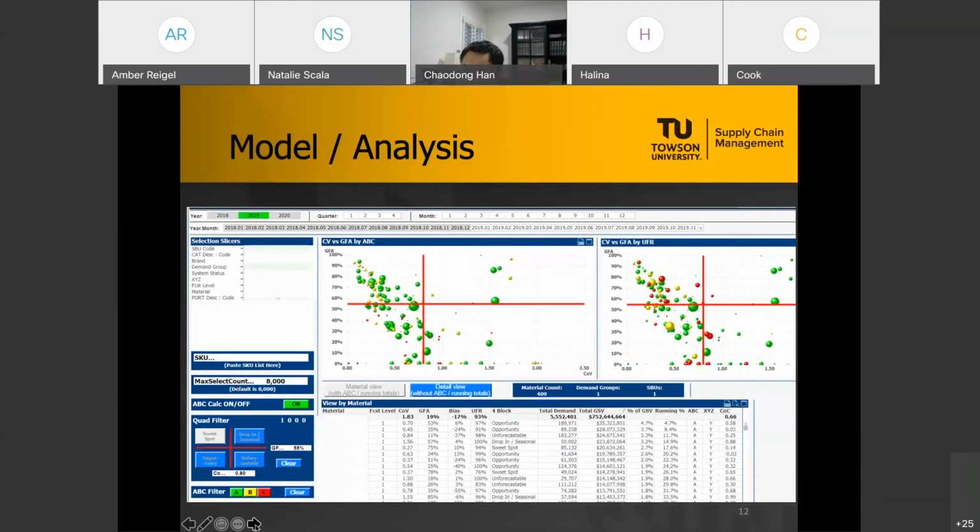So again, I covered the materials, but you can see for each line the coefficient of variation for that skew for the time period selected, the forecast accuracy, the bias of the forecast, the fill rate, which is how much we're filling for our customers, the name of which one of the 4 blocks it's falling into, and then the total demand in units and dollars in that ABC calculation.